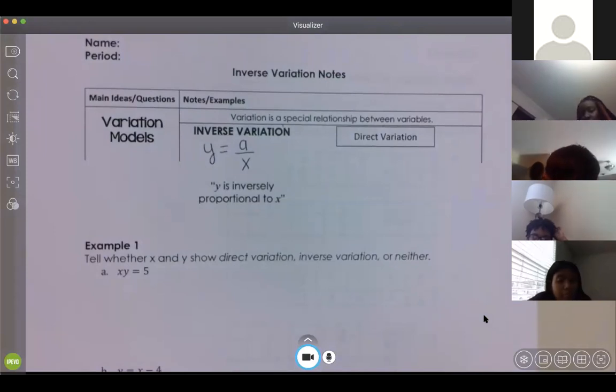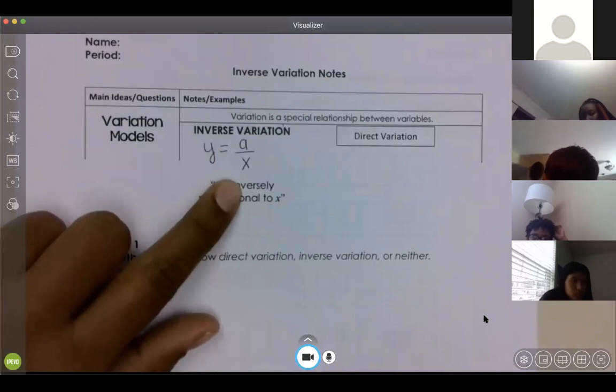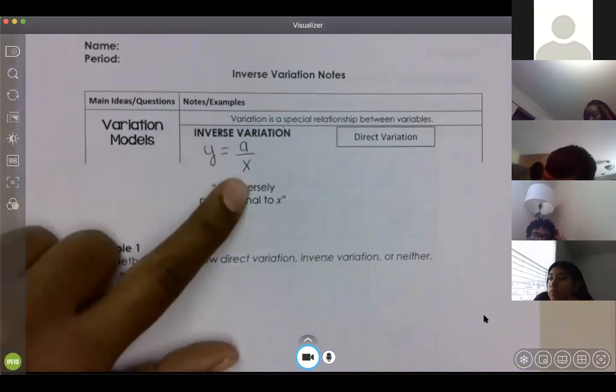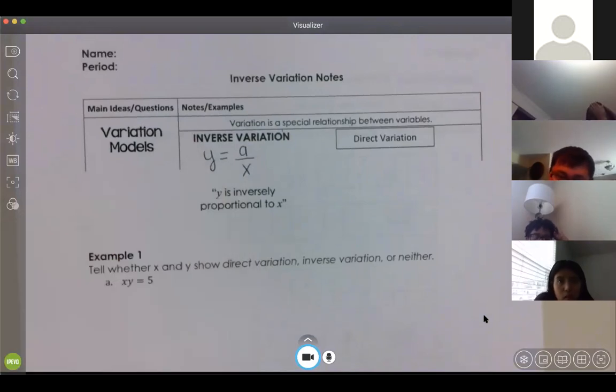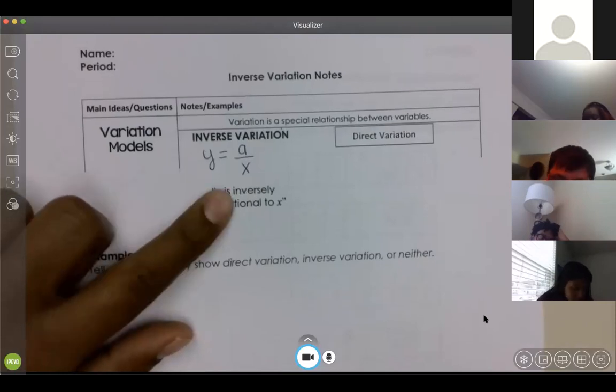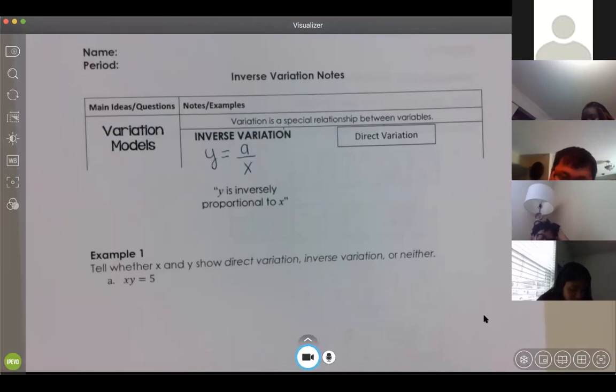In other words, if x is getting bigger and bigger, y is getting smaller and smaller. They're opposites because x is in the denominator. If you're dividing by a bigger number, your answer is going to be smaller. Like 8 divided by 2 is 4, but 8 divided by 8 is 1. So the bigger your denominator is, the smaller your answer is. That means y is inversely proportional to x. That's the first formula you're responsible for knowing.